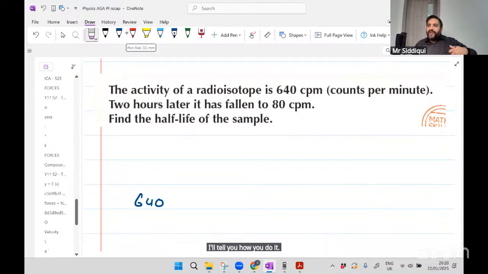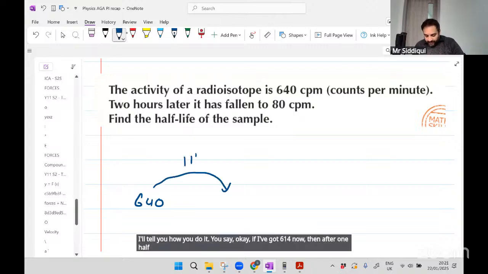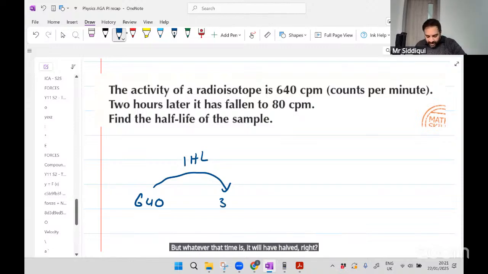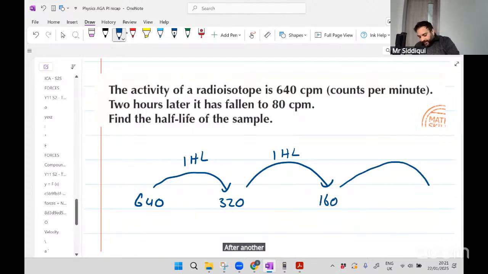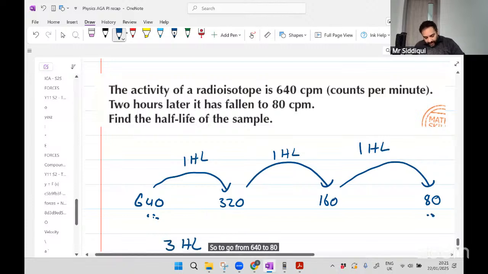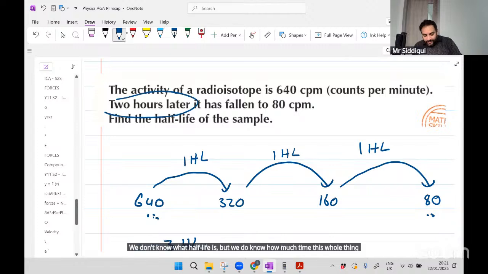You say that, okay, if I've got 640 now, then after one half-life, whatever one half-life is, I don't know what it is, but whatever that time is, it will have halved, right? So 640 will halve to 320. After the same amount of time, another half-life, it will have halved again, and it will be 160. After another half-life, it will have halved again, and it will be 80. So to go from 640 to 80 is 3 half-lives, right? 3 half-lives. We don't know what half-life is, but we do know how much time this whole thing took. It took 2 hours.